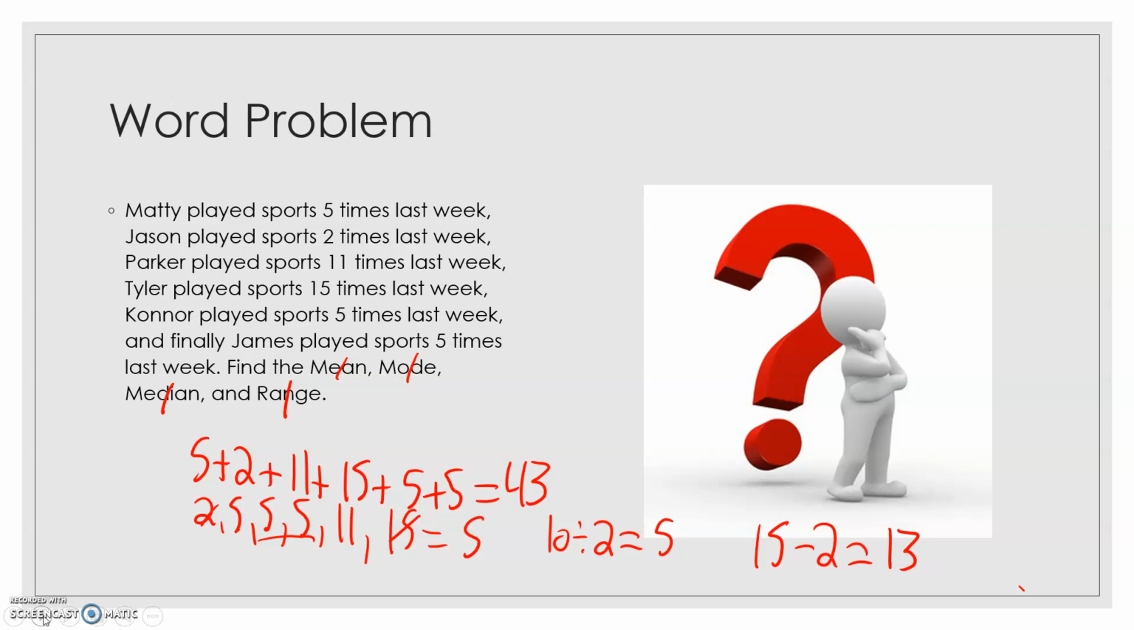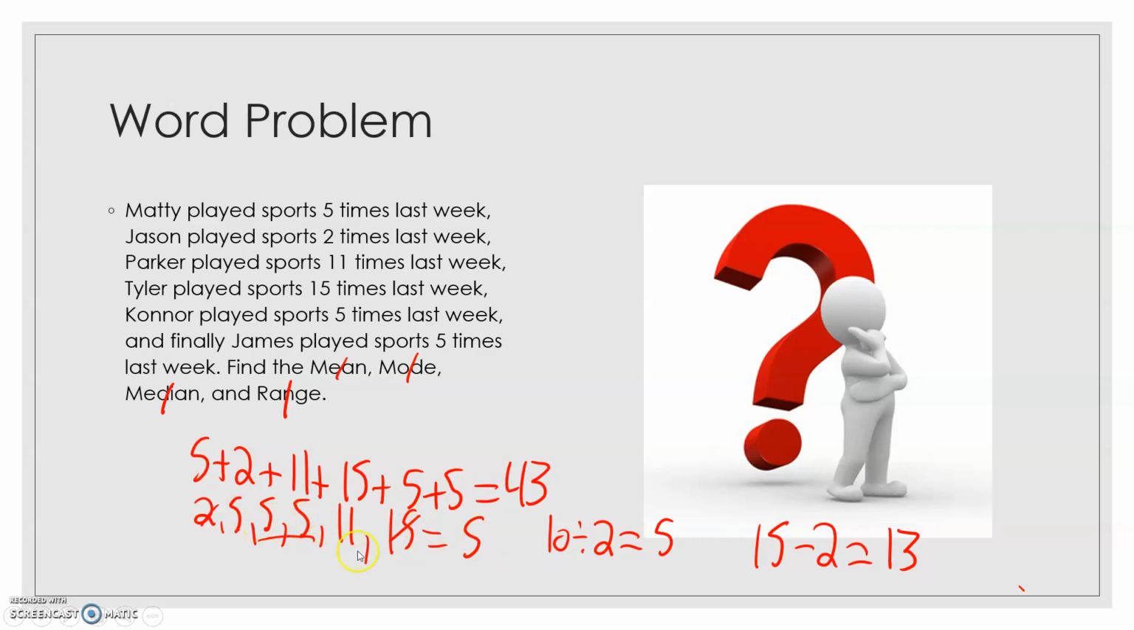So the mean is right here. 5 plus 2 plus 11 plus 15 plus 5 plus 5 equals 43. Now we're going to write it out: 2, 5, 5, 5, 11, 15. And the mode, most popular number, is 5.